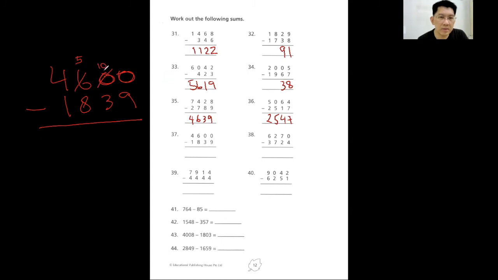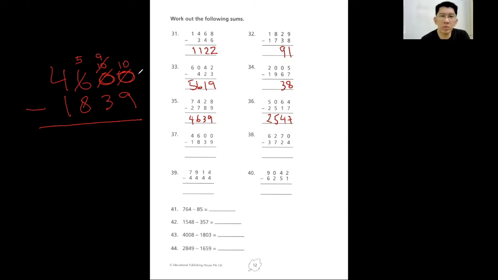10 and 0 is 10. Now, this group needs to borrow from here, so 10 becomes 9. And then I get 10. I get 10 and look at myself. What do I have? Nothing. 10 plus nothing is 10.